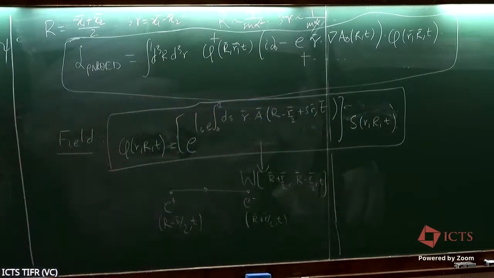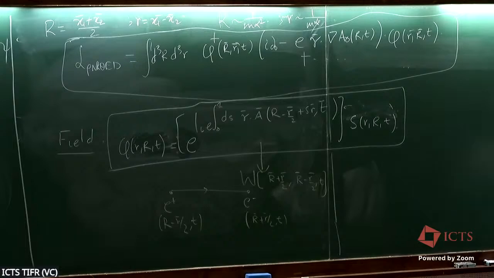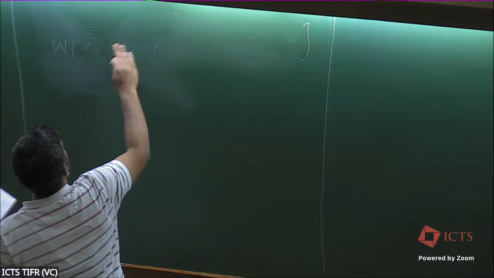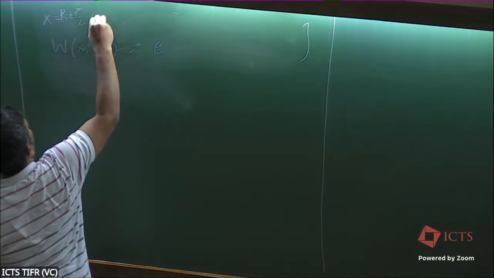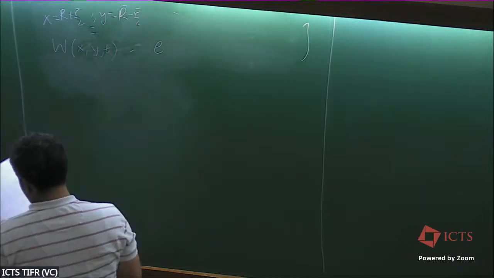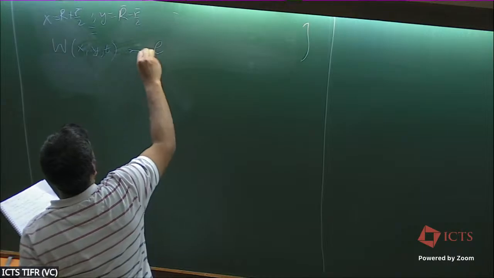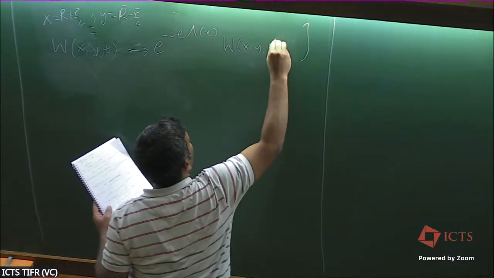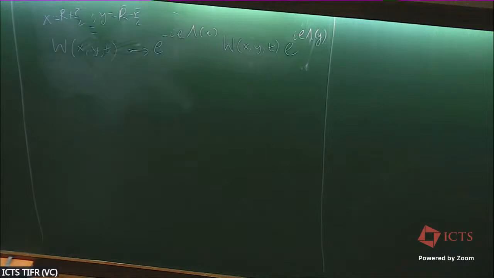Okay. Now we know what the gauge transformation of the Wilson line is. The Wilson line, in general, transforms as some e raised to i. Okay, let me just make it x y, then my x is R plus r half by 2 and y is R minus r half by 2. So under gauge transformation, the ultrasoft gauge transformation or the U(1) gauge transformation, the Wilson line will transform to e raised to minus i e lambda x, W x y t, e raised to i e lambda y. Okay, so it's like U inverse.